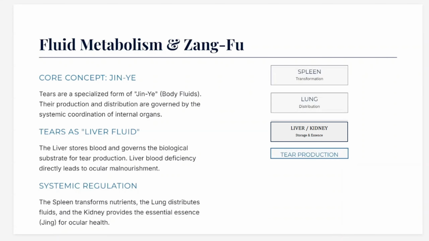In traditional Chinese medicine, dry eye disease is understood as a disorder of body fluid metabolism, known as Jinye. Tears, considered a specialized form of body fluids, depend on the coordinated function of multiple organ systems. The liver stores blood and nourishes the eyes. The spleen transforms nutrients into fluids. The lung distributes these fluids, and the kidney provides the essential essence that supports ocular health. When this system becomes imbalanced, tear production declines and dry eye symptoms develop.